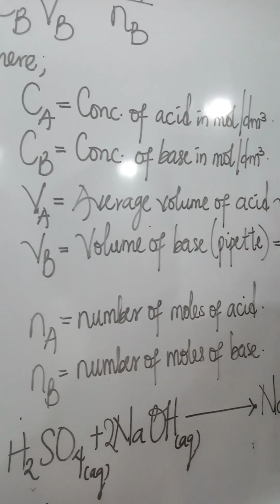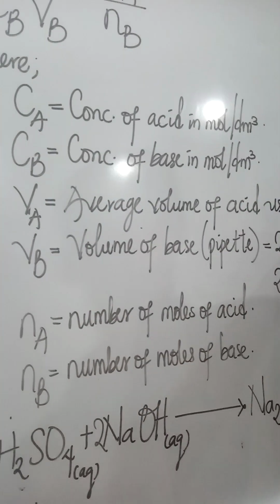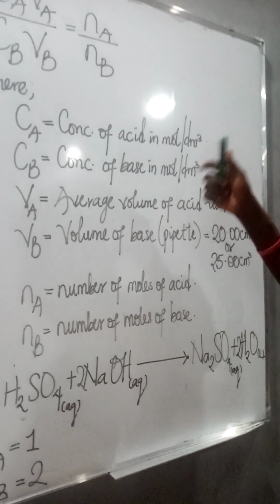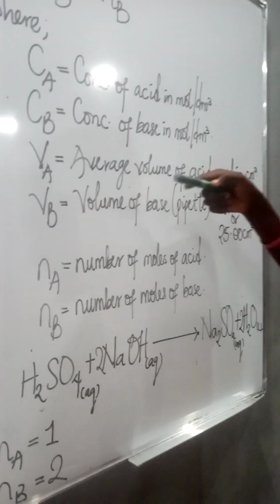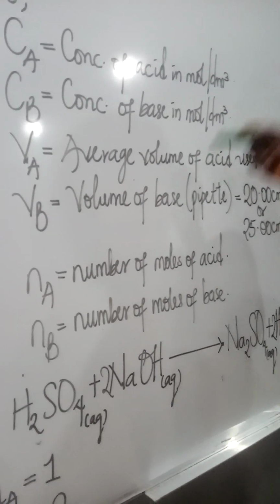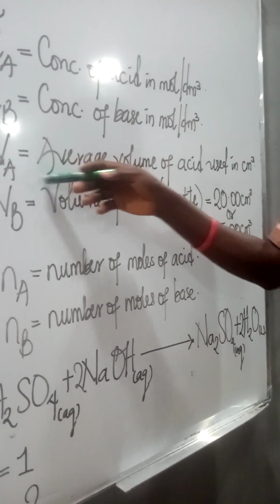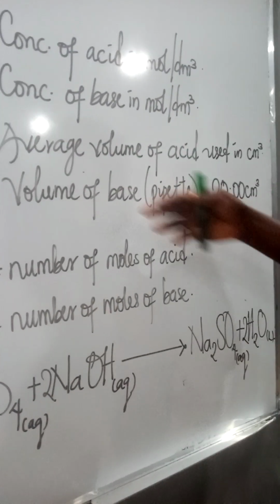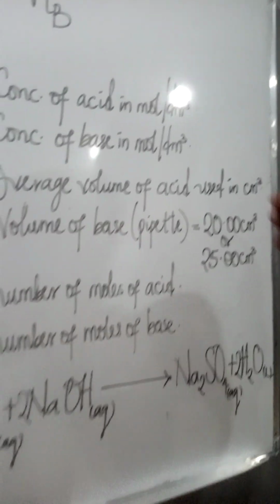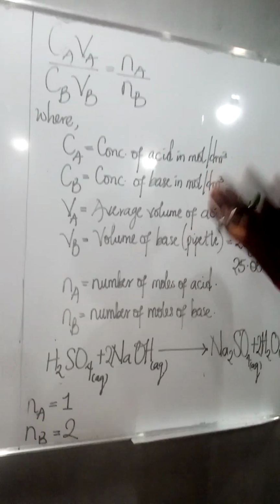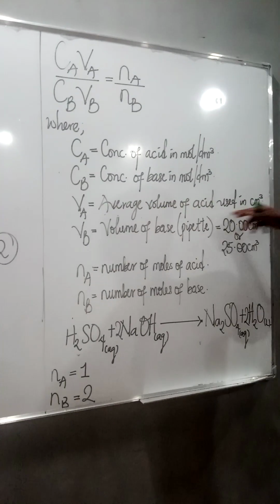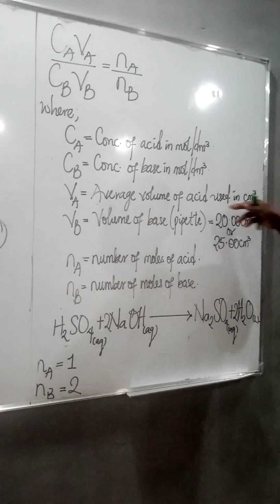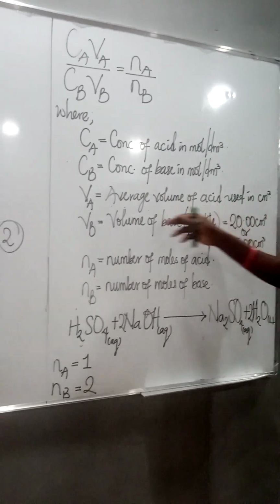Now this Va is the volume of acid you get while carrying out the volumetric analysis. You get the average volume of acid used in the practical experiment. After doing that, you can record that value as the average volume of acid used.